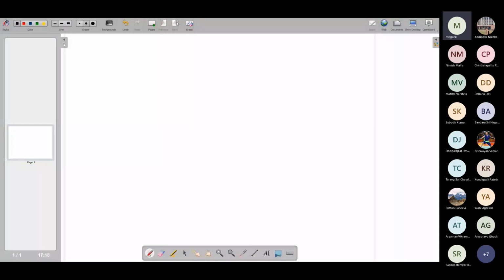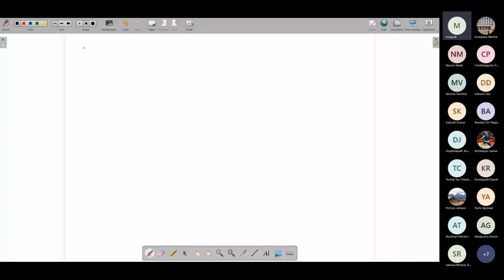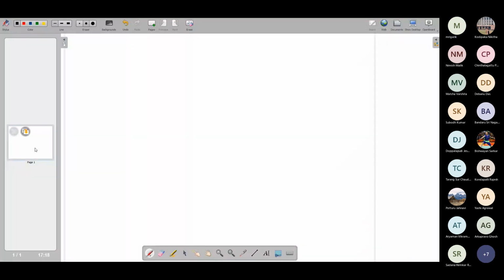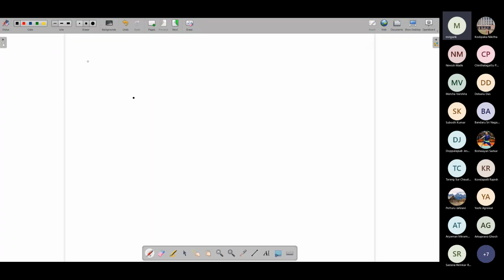I don't see. This is, I think, the max you can have. And in order to add the pages, you need to add the pages. Okay, page 1, page 2, and so on. Fine. So let us do.